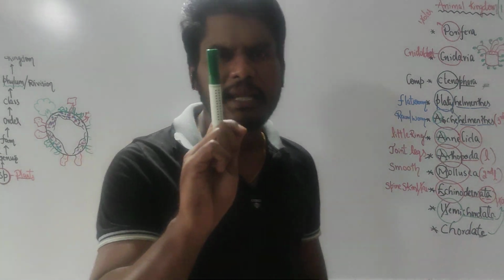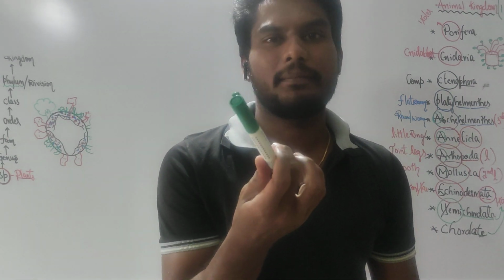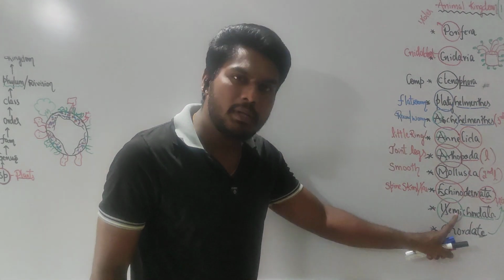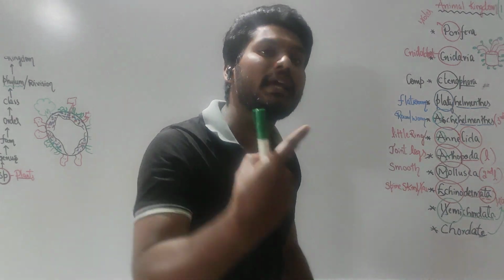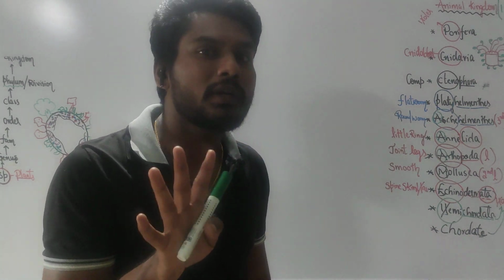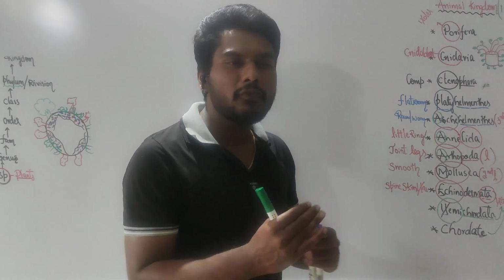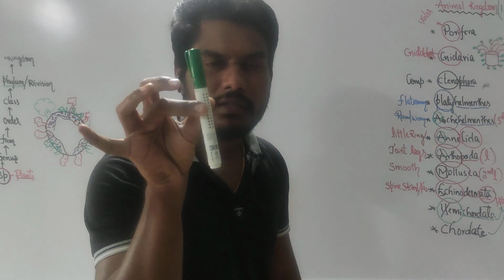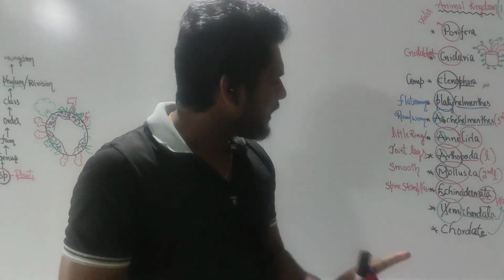For example, it is looking like a pen, but it is not a pen. It's a marker. Same like that, the animals placed in hemichordata look like chordates, but they are not. So because they look half like chordates, it is hemichordata. So can I call it a hemipen? Of course, yes. Why not? Next, chordata.